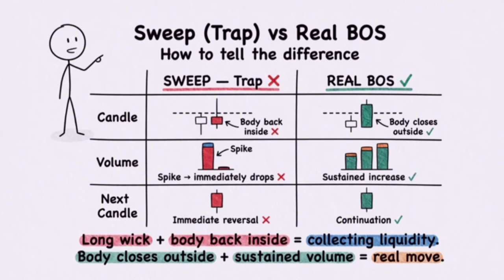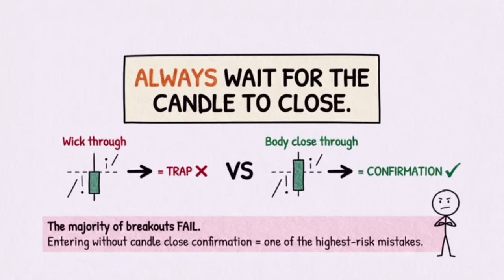You need to distinguish a sweep from a real BOS. A sweep or a trap looks like this. A long wick pokes through the level, but the candle body closes back inside the structure. Volume spikes on that candle, but then drops immediately, and the very next candle reverses direction. That's not a breakout. That's smart money collecting liquidity. A real BOS looks different. The candle body closes outside the structure. Volume shows a sustained increase across multiple candles, and the next few candles continue in the breakout direction.